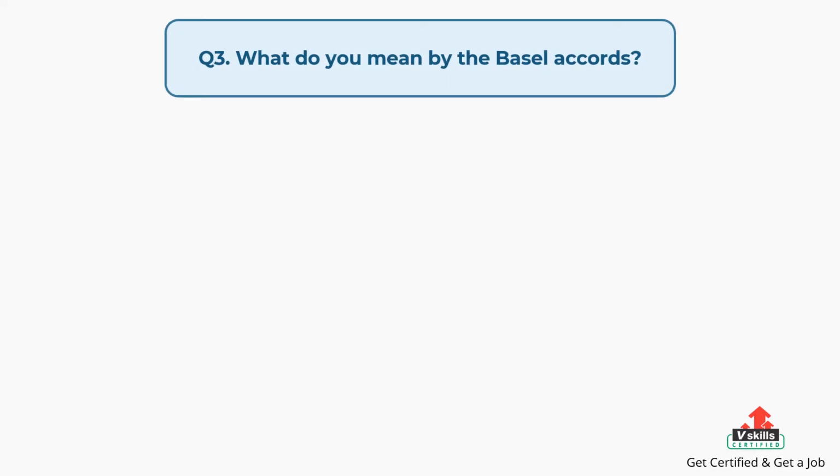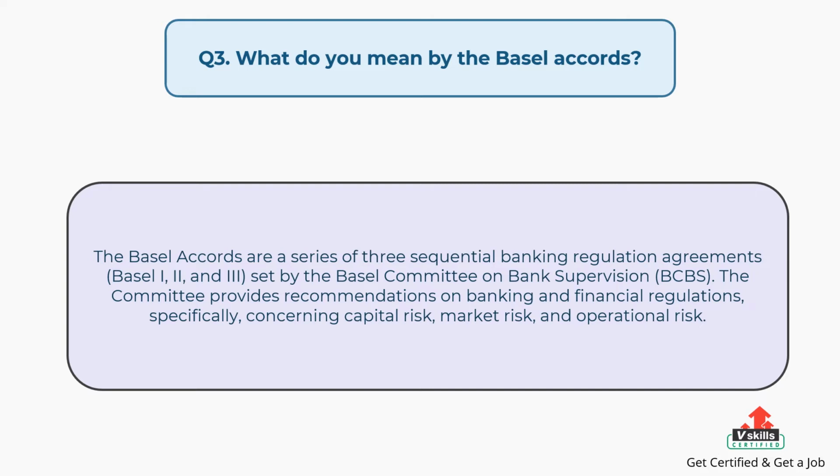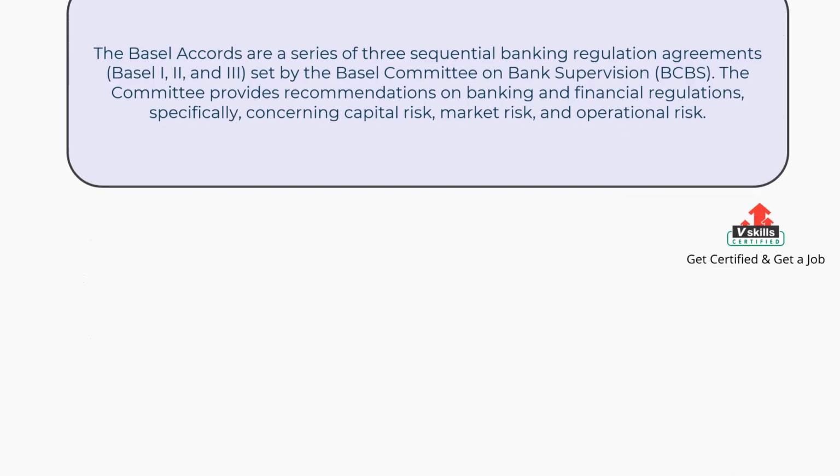Question number 3. What do you mean by the Basel Accords? The answer is the Basel Accords are a series of 3 sequential banking regulation agreements, Basel I, II and III, set by the Basel Committee on Bank Supervision. The committee provides recommendations on banking and financial regulations, specifically, concerning capital risk, market risk, and operational risk.